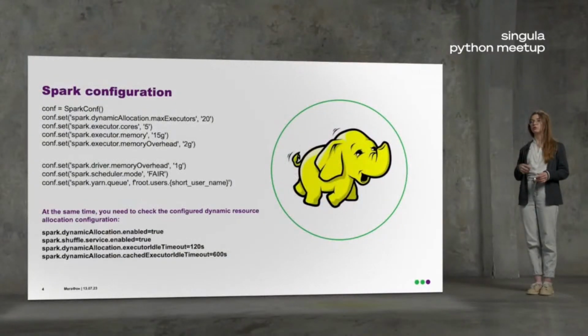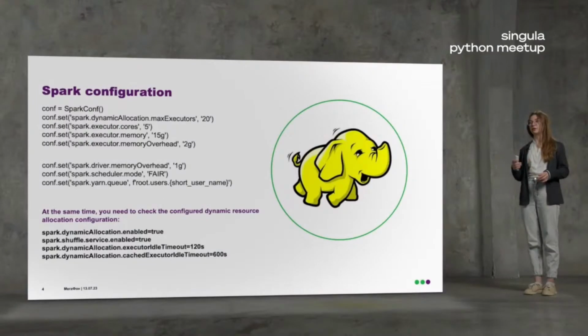Here: max executors, the maximum number of executors for dynamic resource allocation; executor cores, the number of cores for one executor; executor memory, the amount of memory for one executor; memory overhead, the amount of off-heap memory that can be allocated to the executor. At the same time, you need to check the configured dynamic resource allocation. In other words, enable dynamic resource allocation, enable data saving at the shuffle stage, and limit the waiting time for one executor.